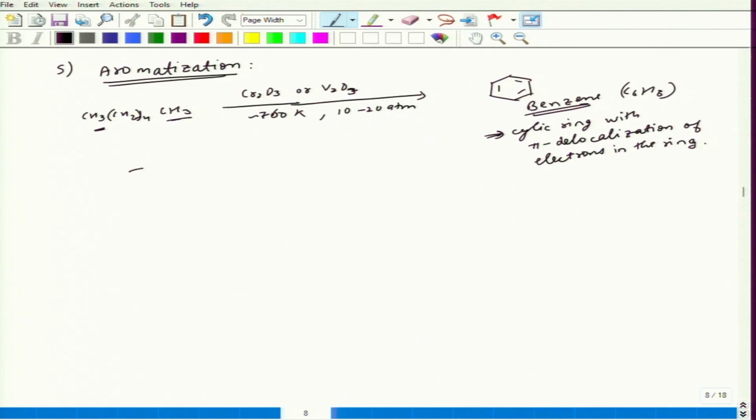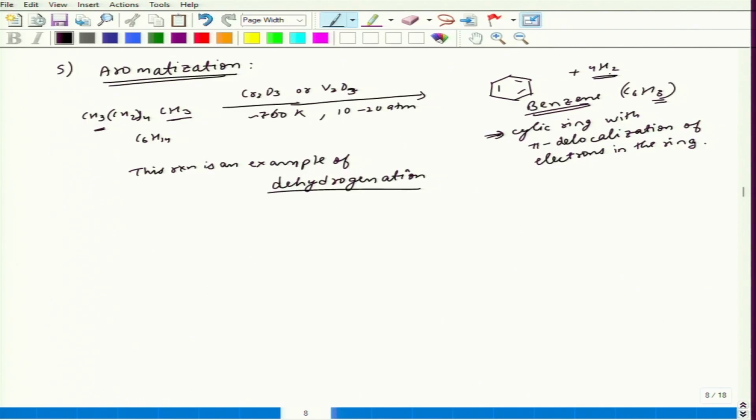This reaction is an example of dehydrogenation. What is dehydrogenation? It means removal of hydrogens. Here we have C6H14, and in benzene we have 6 hydrogens. So how many hydrogens in total have we lost? We have lost 14 minus 6, that is 8 hydrogens, so 4 H2 molecules have been released.